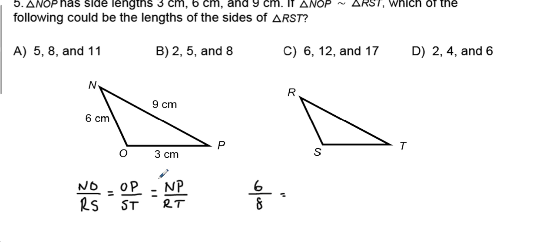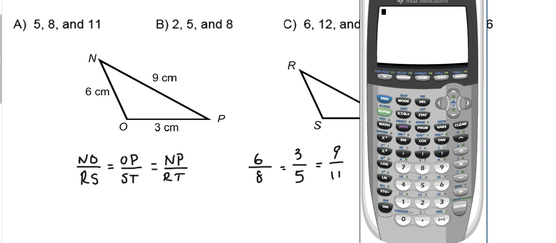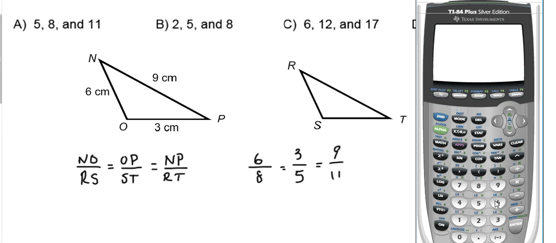That has to be equal to, let's look at OP, that would be 3 over 5. And side NP is 9. That's going to have to go with 11. Now, what you can do is you can cross multiply. That's one way to do it. I'm actually going to just type this into the calculator, so let's bring that up. Now, if you do 6 divided by 8, you get 0.75. That has to be the same as 3 divided by 5, and I get 0.6, so that's not going to work. Let's try, instead, we'll try B, the 2, the 5, and the 8.